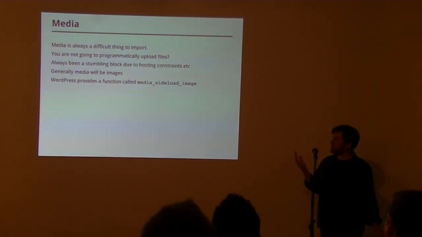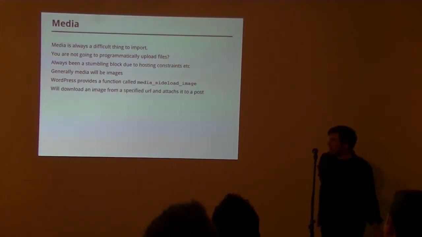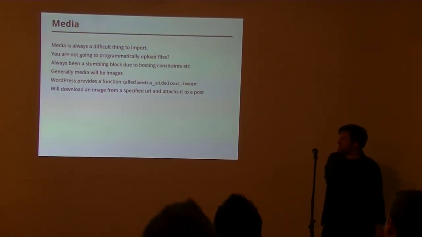But if you have an image, WordPress provides a function called media_sideload_image. When I found this, I actually said hallelujah in the middle of a busy open plan office. Someone obviously thought I'd discovered something. This function will go and grab an image from any specified URL, download it, and attach it to the post.